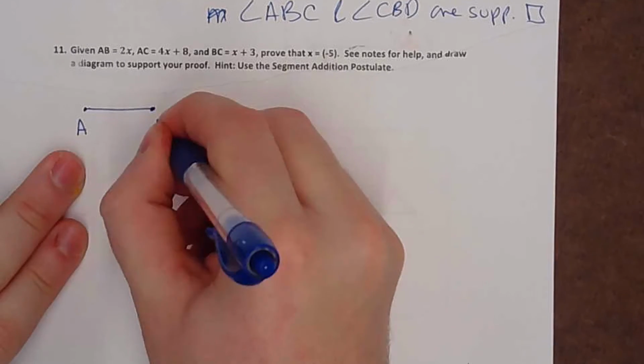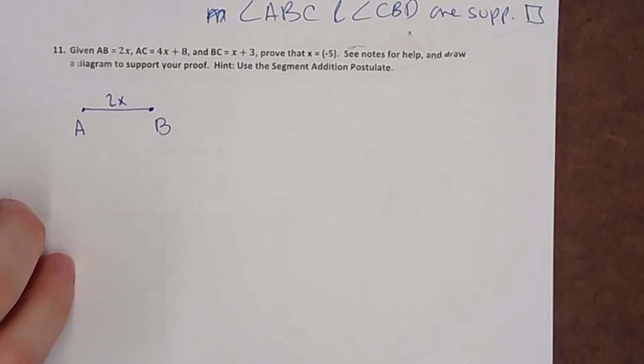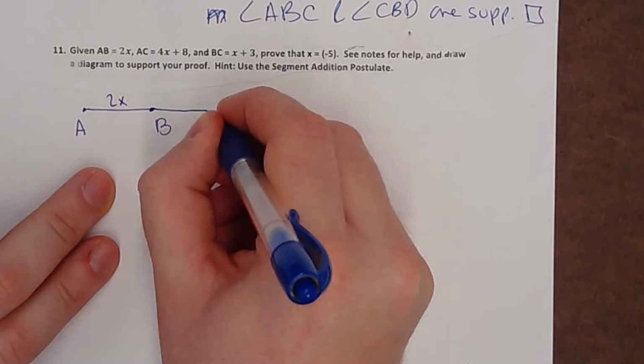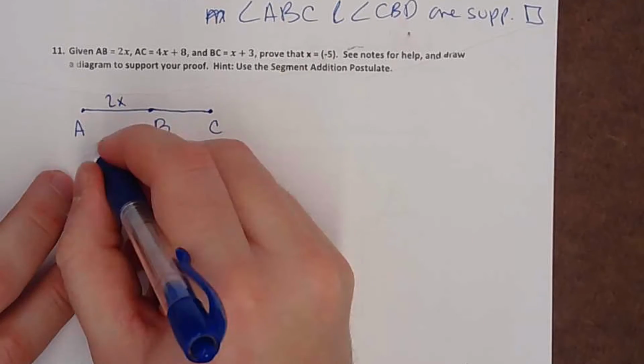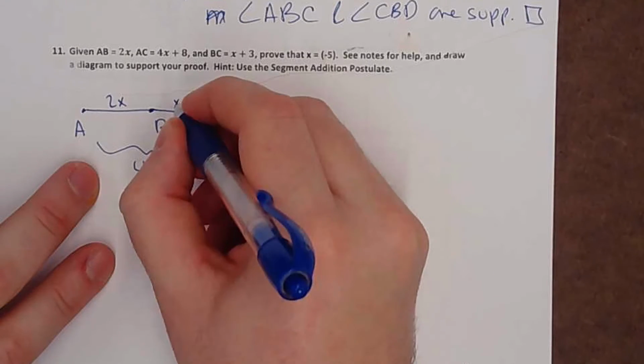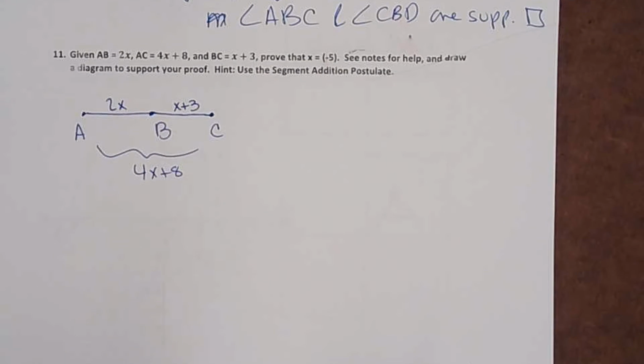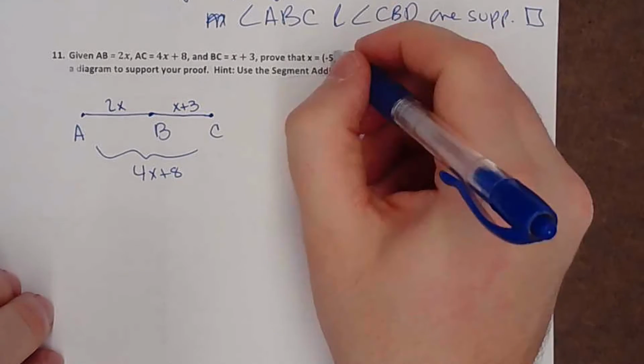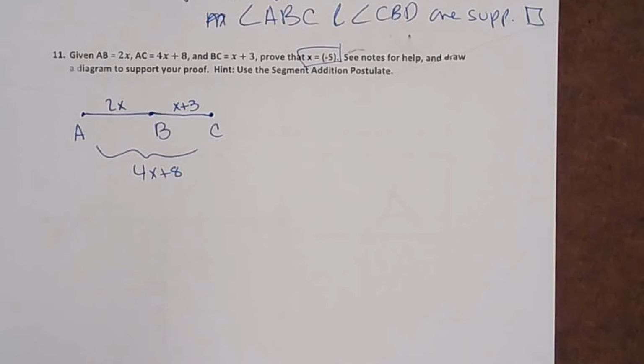So they tell us AB is 2x. You follow? AB is 2x. They tell us that AC, well, the only way to make that is to go from A all the way to C, is 4x plus 8. And they tell us BC is x plus 3. Does everybody see how I got the setup? Yep. Wonderful. So now we need to prove that x is negative 5. We're not going to plug in negative 5 to the equation. I gave you that so you could check your work. So here's what we do.